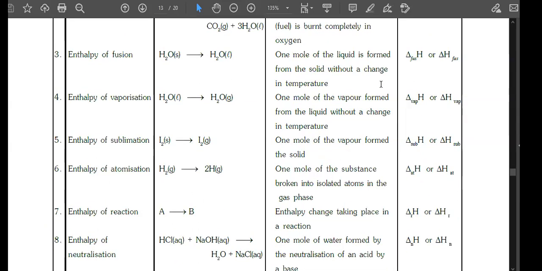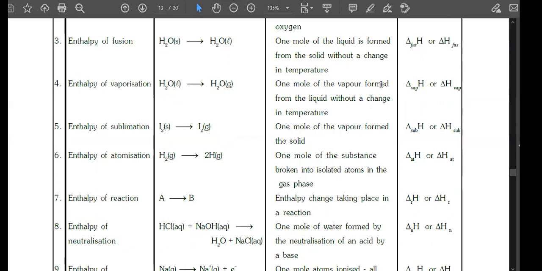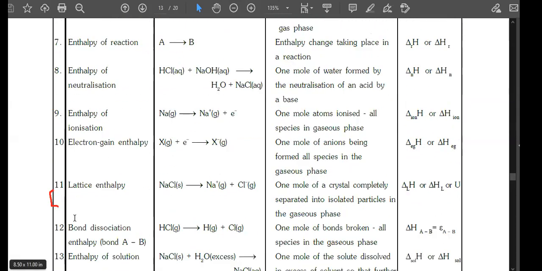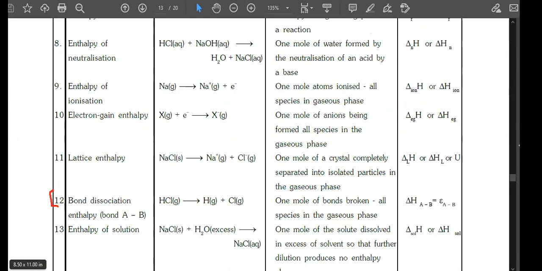Enthalpy of atomization is nothing but your bond dissociation energy, where you're just breaking the bond and converting into atoms. This is just a name given. Enthalpy of reaction is total enthalpy. Enthalpy of neutralization, we have already studied. Enthalpy of ionization is ionization energy. I have skipped these two because we have already studied the meaning of enthalpy of ionization and electron gain enthalpy. Ionization energy and electron affinity.